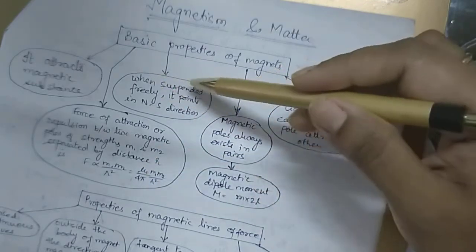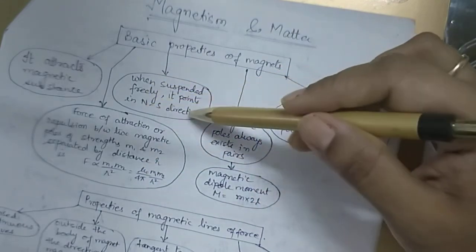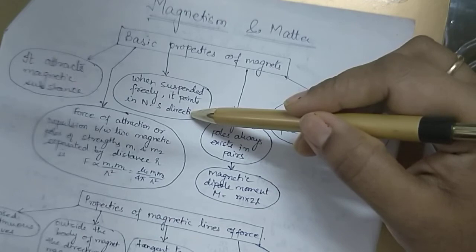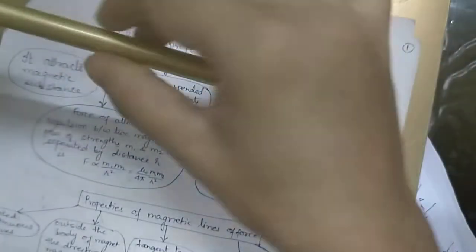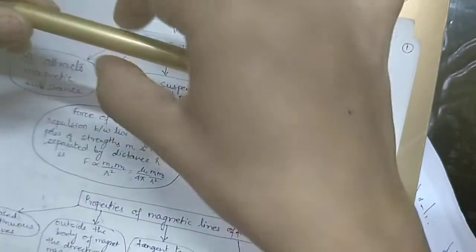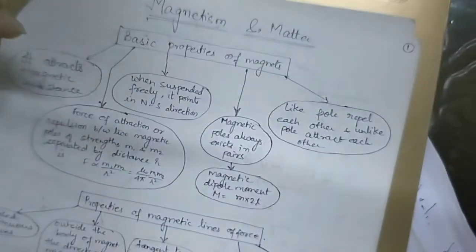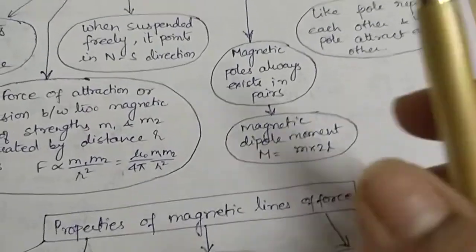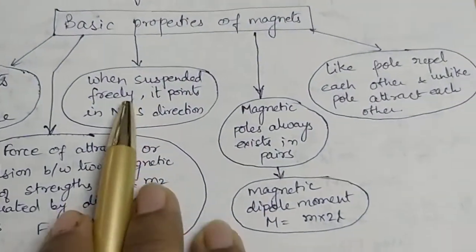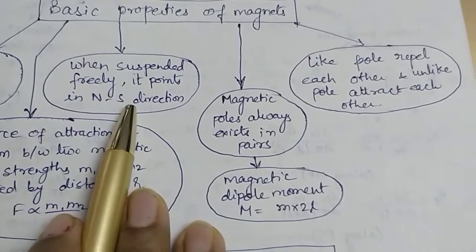When suspended freely, it points in north south direction. That means if you tie a magnet, suppose this is a magnet, you tie it and you hang it, so what will happen after some time? It will point towards north south direction.